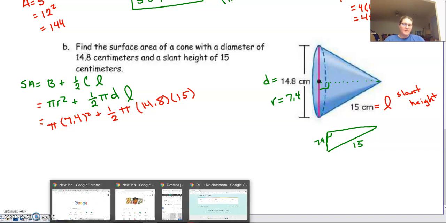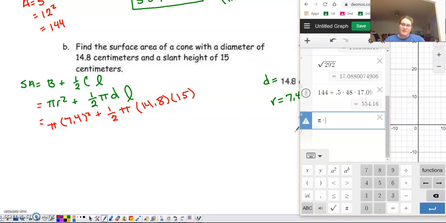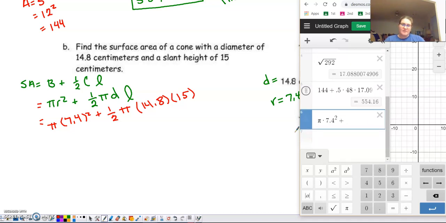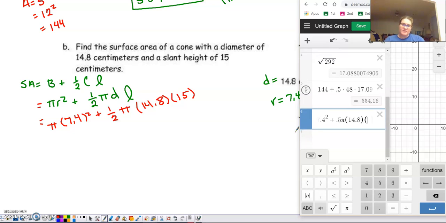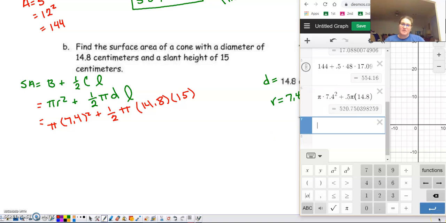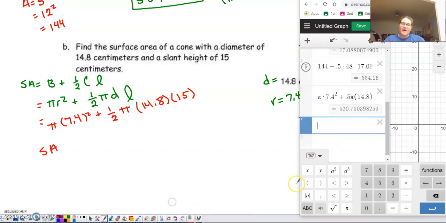So I'm going to go to my calculator and I'm going to put all this in there. So I've got pi times 7.4 squared plus, I'm going to use 0.5 again for 1/2, 0.5 pi times 14.8 times 15. And that gives me all of my elements. I've typed it in just like it looks. And my surface area here, as my calculator tells me, is 520.75.